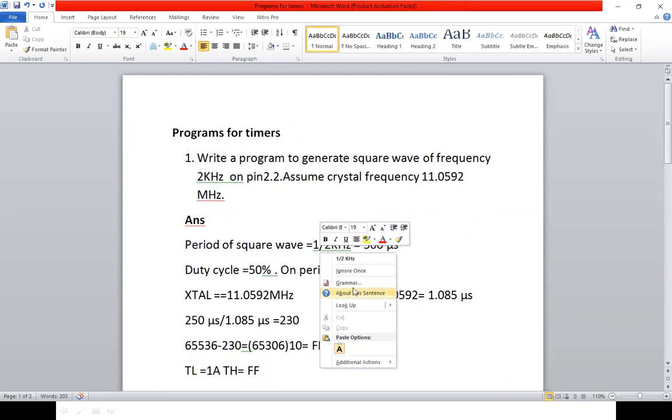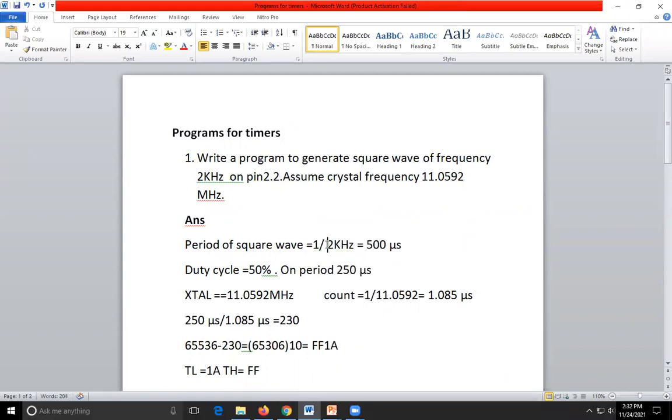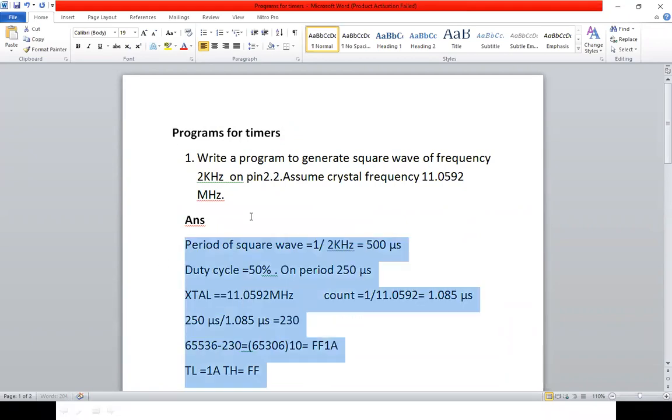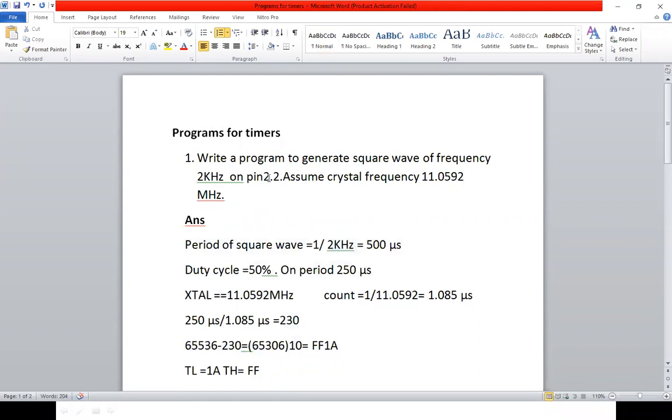See, if there is an online examination, then in that online examination they will ask questions up to this. They give the frequency and ask you to calculate the values of TL and TH. So please, if you have paper and pen, write it down, or see this; it is a very important part.